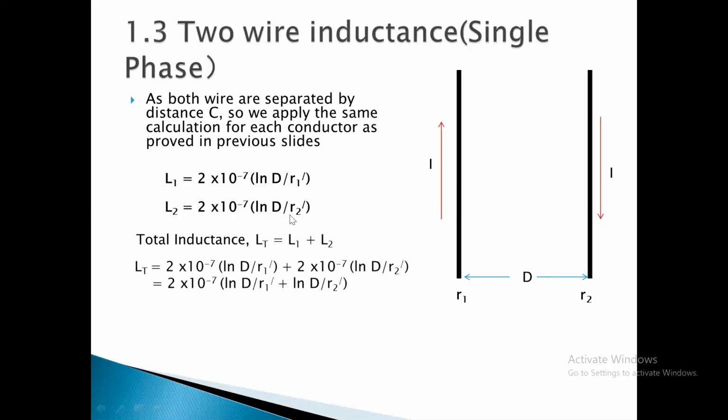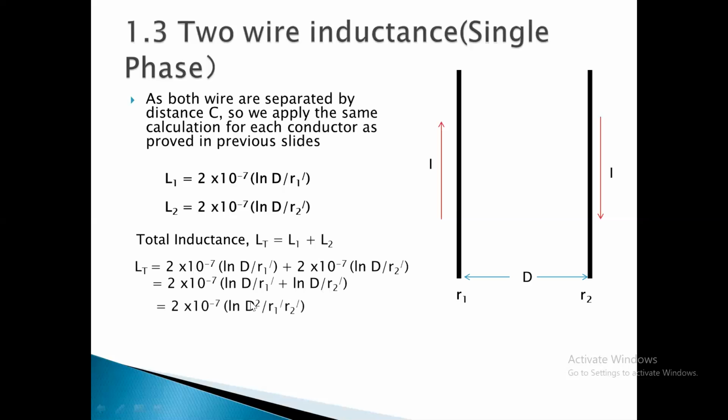So how to get the total in case of a two-wire single phase conductor? I will just add up these two values and take 2 into 10 to the power minus 7 common, outside. Inside I will get natural log of d divided by r1' plus natural log of d divided by r2'. You got this, right? It's mathematics.